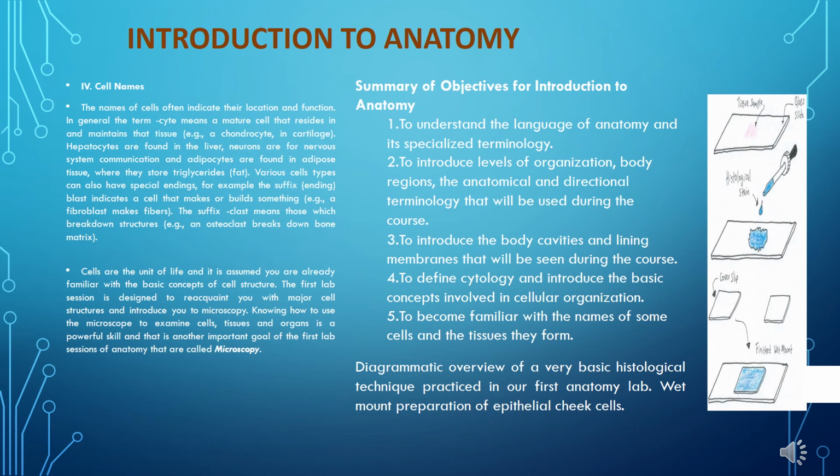Summary of objectives for introduction to anatomy: to understand the language of anatomy and its specialized terminology, to introduce levels of organization, body regions, the anatomical and directional terminology that will be used during the course, to introduce the body cavities and lining membranes that will be seen during the course, to define cytology and introduce the basic concepts involved in cellular organization, to become familiar with the names of some cells and the tissues they form.